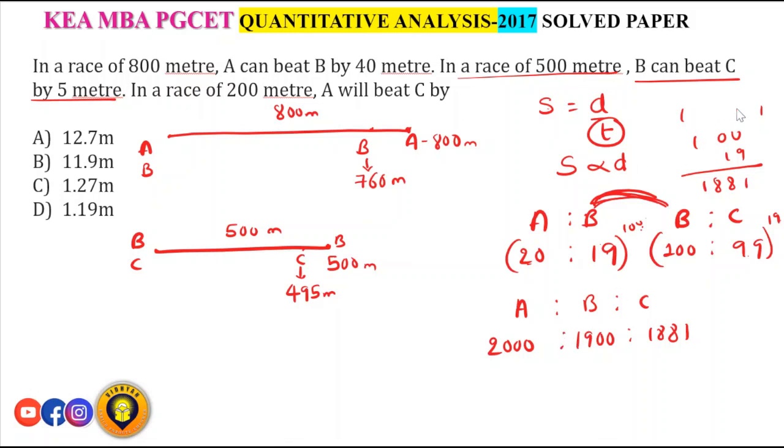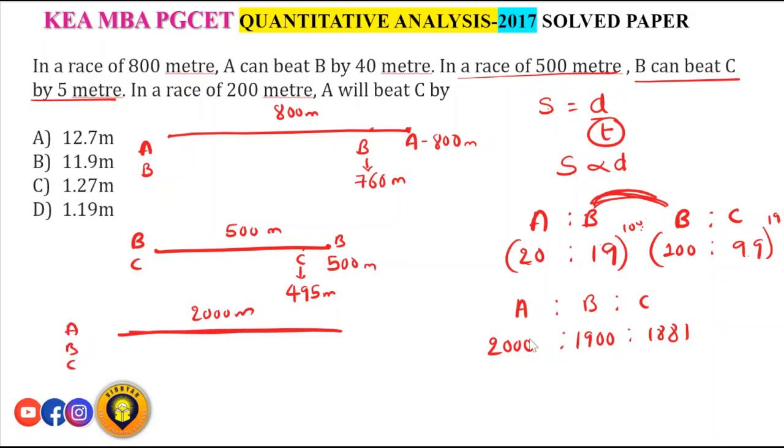What does this ratio mean? The A, B, C ratio you got is 2000 : 1900 : 1881. This means suppose in a 2000 meter race, A, B, C are in the race. Who will reach first? A will reach first. So A covers 2000 meter. At the same time, when A covered 2000 meter, what is the distance covered by B?